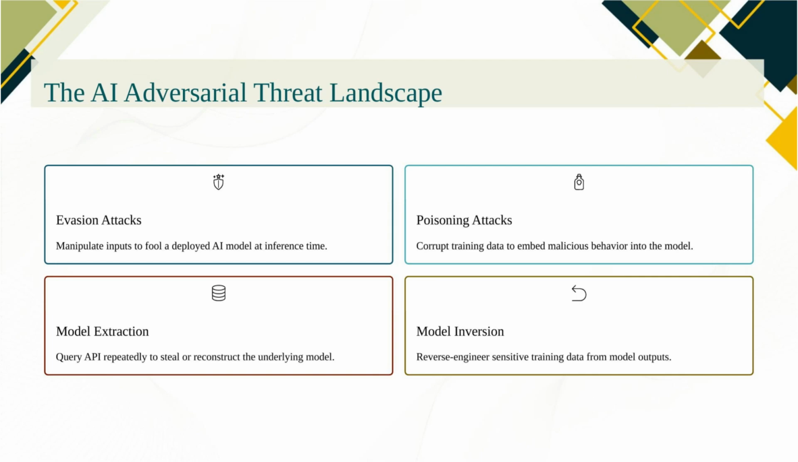Model extraction involves querying a model's API repeatedly to reconstruct it, essentially stealing your intellectual property through the front door. And model inversion works in the other direction. Attackers use the model's outputs to reverse engineer what was in the training data. If your model was trained on sensitive medical records, model inversion could expose those records indirectly. These aren't theoretical. All of these have been demonstrated against real production systems.